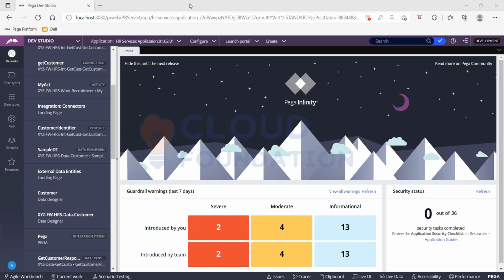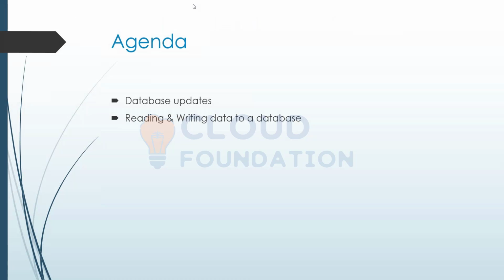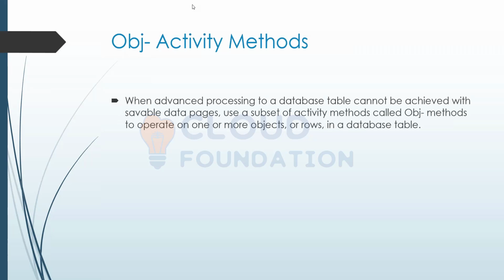So we'll be talking about these things: database updates, and of course the read and write options to a database as well. Should we see the activity first? Let us see some related methods and then we'll go with the savable data page.